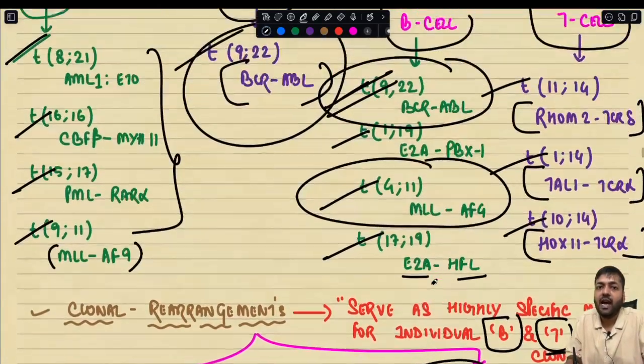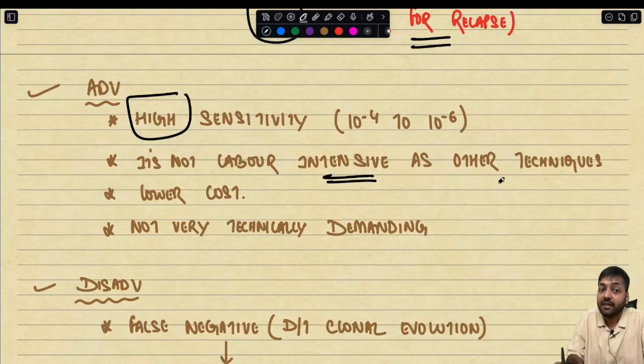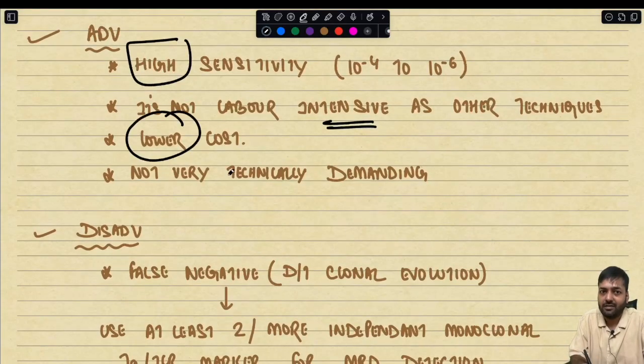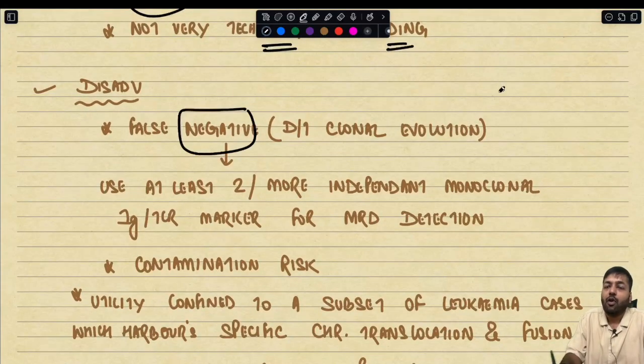So what are the advantages of PCR? It has a very high sensitivity. It's not as labor intensive as other techniques. It has a much lower cost. Okay. It is not very technically demanding. What are the disadvantages? As I told you, false negatives.